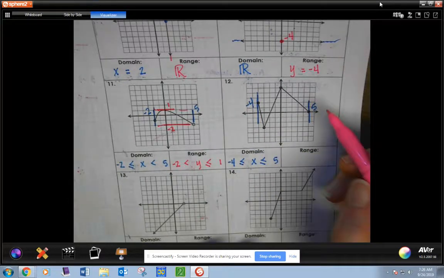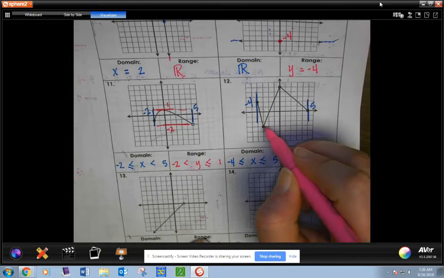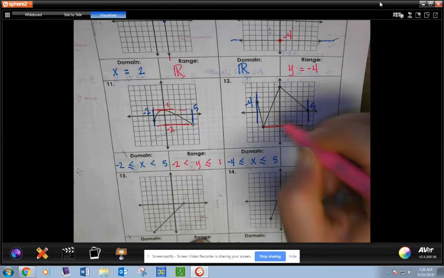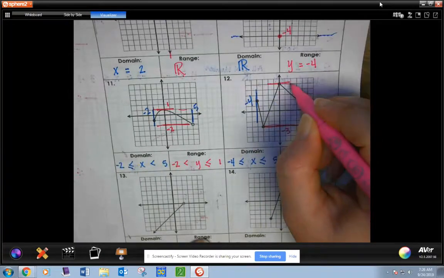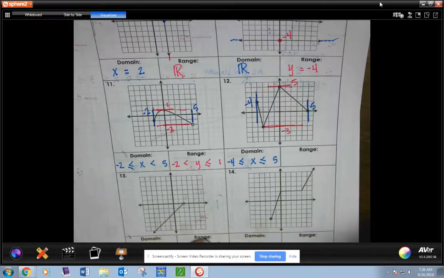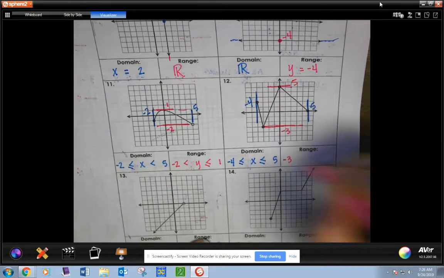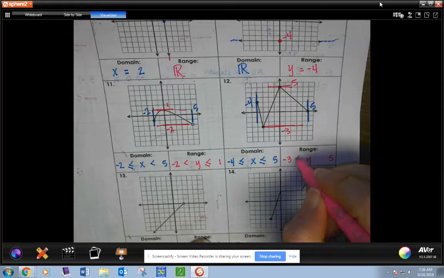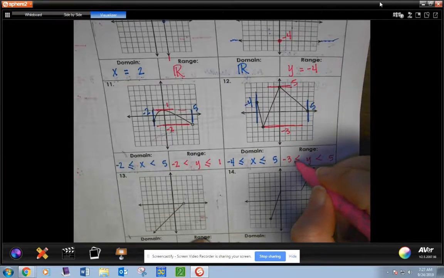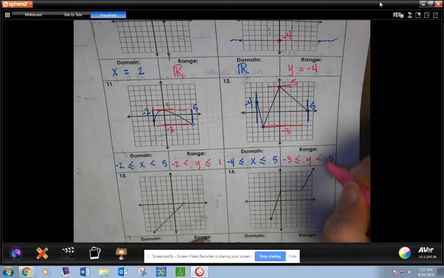Now for range, I scan for my lowest dot, and the lowest dot is down here, which is at -3. The highest dot is up here, which is at 5. Okay, so I write in -3 and 5. Range is Y. Always use less thans. -3's line touches a closed dot, so he gets a bar. 5's line touches a closed dot, so it gets a bar.